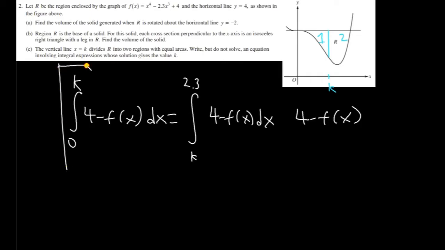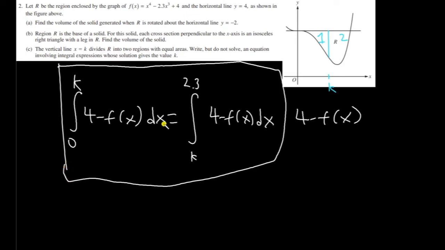So if I start at k and I end at 2.3, like that. Okay, so 4 minus f of x, that's the distance. And I'm integrating the distance from 0 to k, and then from k to 2.3. And if I set them equal to each other, this will give me the value of k. If I solve this integral out, this will give me the value of k, where area 1 equals area 2.